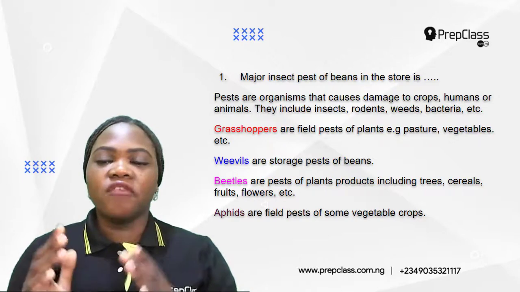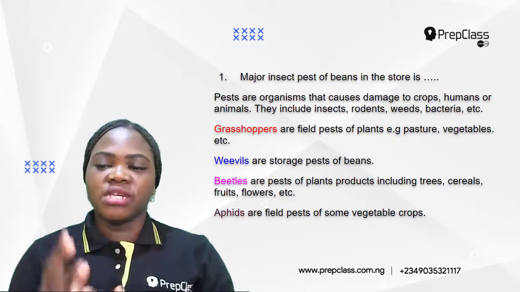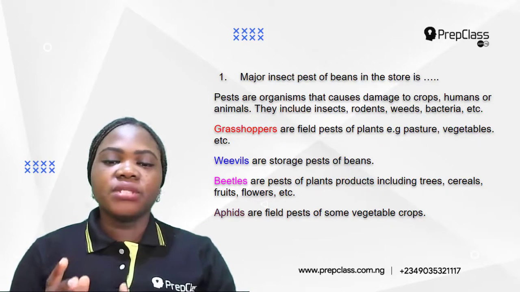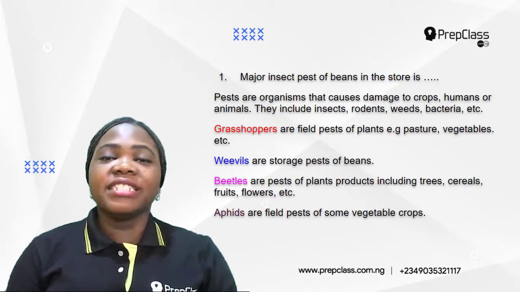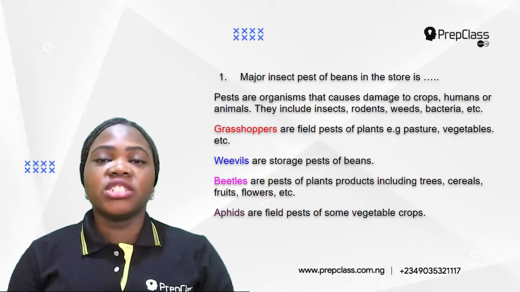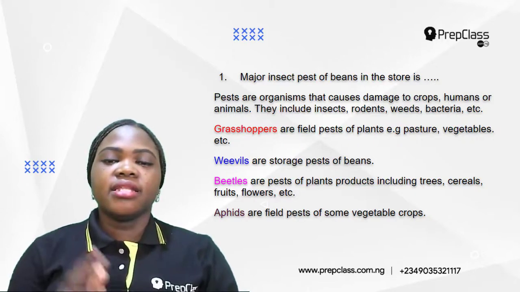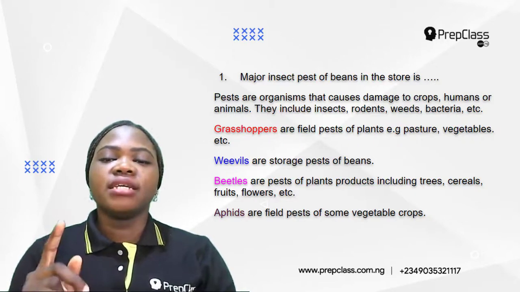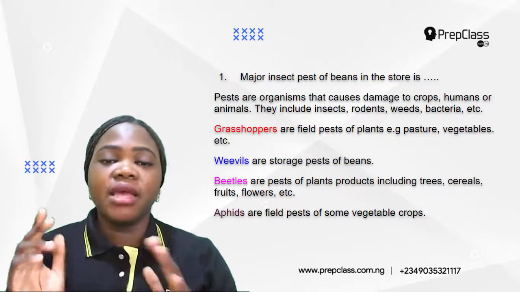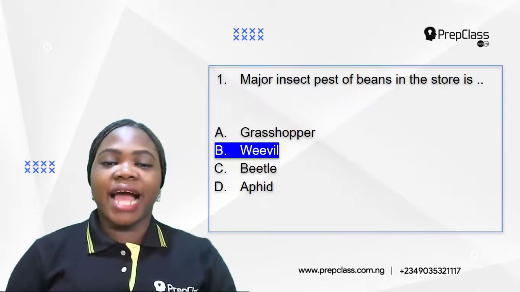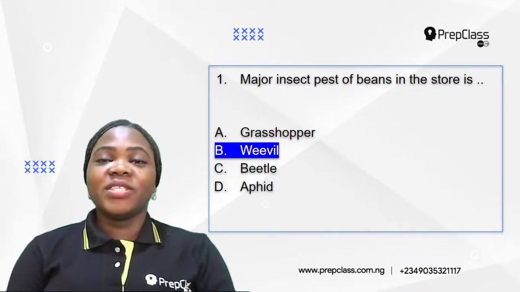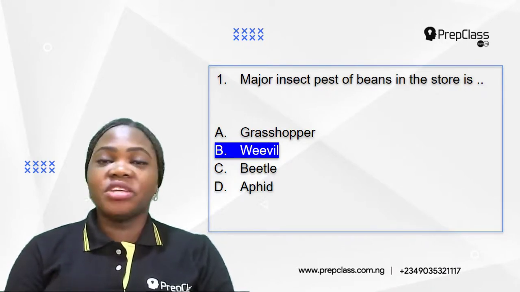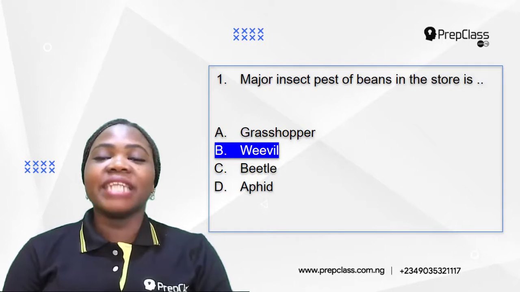Beetles are pests of plant products, including trees, cereals, fruits, and flowers. They are also field pests. Aphids are field pests of some vegetable crops. The only option, which is a major insect pest of beans, is weevils. So the answer is B, weevils. Grasshopper, beetle, and aphids are not storage pests of beans. So the answer is B, weevil.